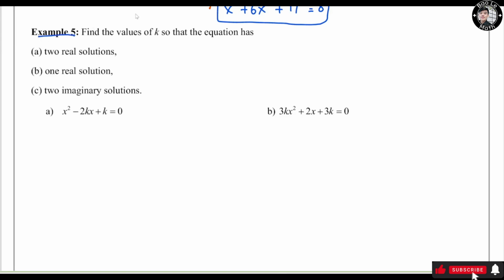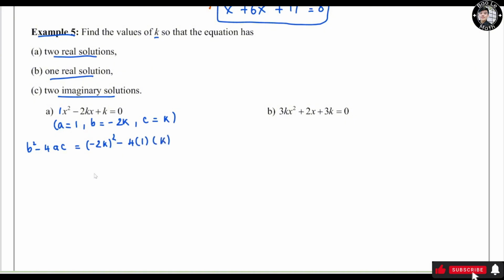Now example number 5. Find the values of k so that the equation has 2 real solutions, 1 real solution, and 2 imaginary solutions. In order to do that, we need to calculate the discriminant. So we know that a equals 1, b equals negative 2k, and c equals k. So we have b squared minus 4ac equals negative 2k altogether squared minus 4 times 1 times k. We're going to simplify this one, so it could be 4k squared minus 4k.